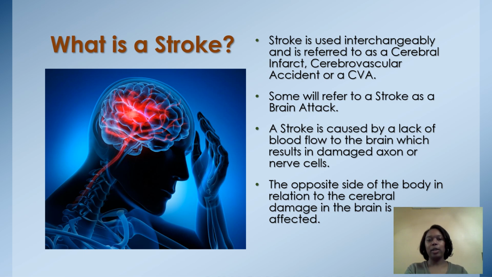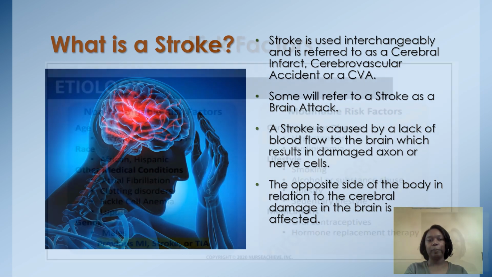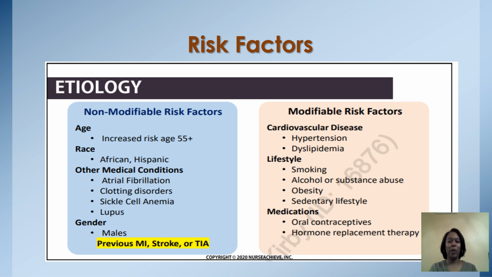This is important to know. So if they have a right CVA, they will have left-sided weakness. They will have left-sided neglect as far as the cue or even recognizing, visualizing any safety hazards. So this is very important as a nurse to know that the opposite side of the body is affected by the CVA.